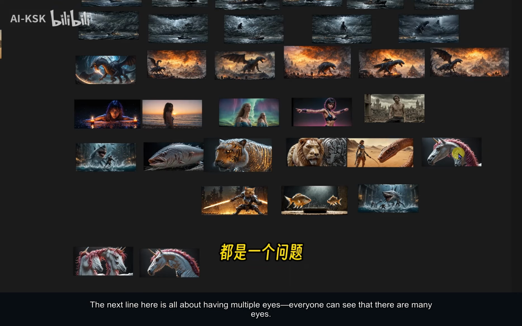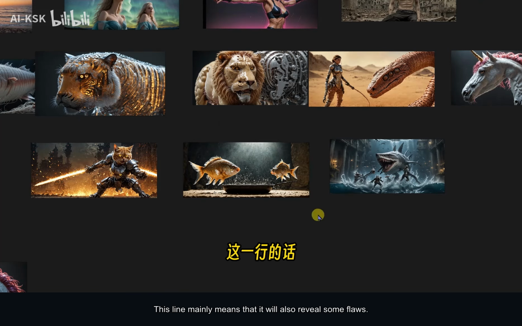The next line here is all about having multiple eyes. Everyone can see that there are many eyes. This line mainly means that it will also reveal some flaws.